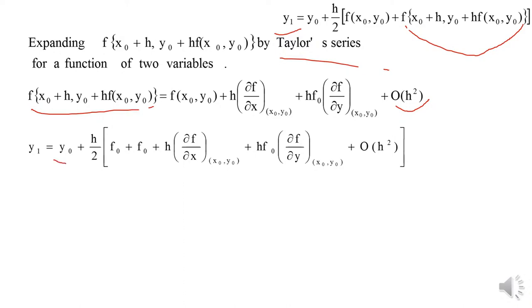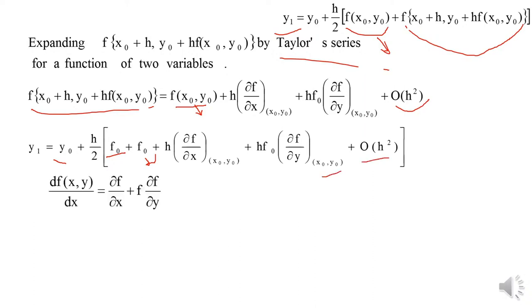y1 is y0 plus h by 2 f0. The first term is this, we are denoting by f0, plus here in second term expansion we get this term as f0, so this term is f0 plus h del f upon del x at (x0, y0) plus h f0 del f upon del y at (x0, y0) plus order of h square and higher order terms.